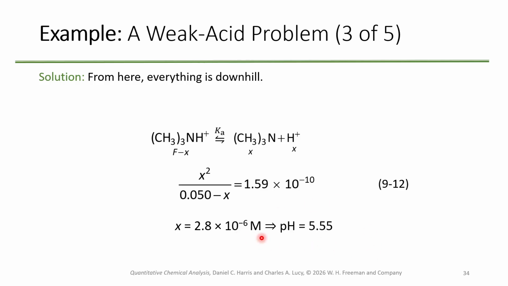Okay, once we have this concentration, this is the concentration of the A minus, this is the concentration of the H plus. That's both true. And so we can take the negative log of that concentration. That's going to give us our pH, which is 5.55, right? Okay. Anybody have any issues?